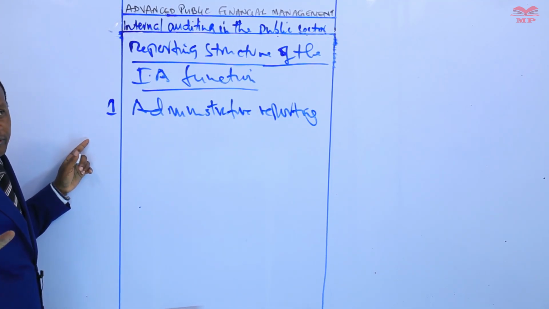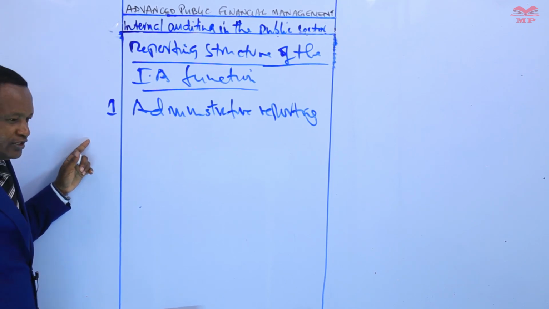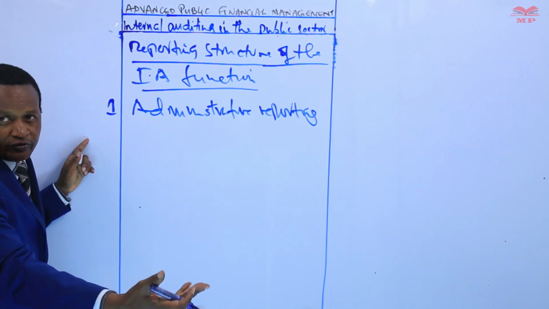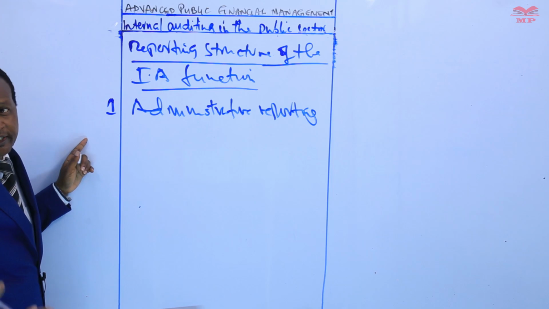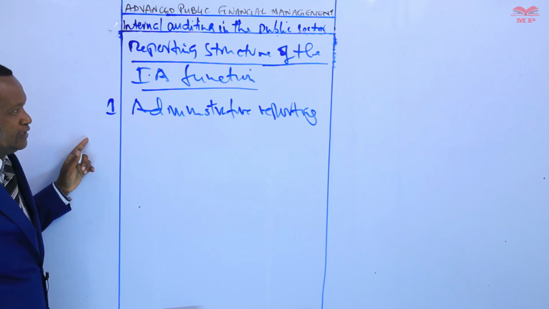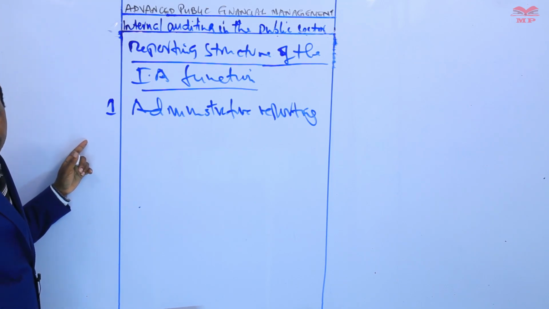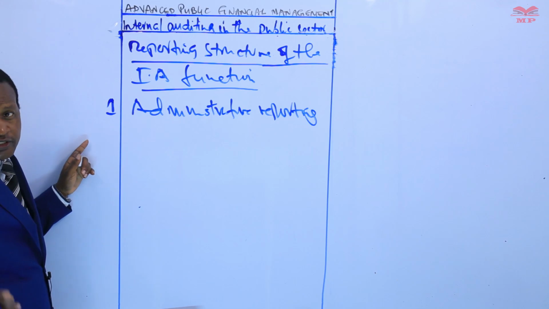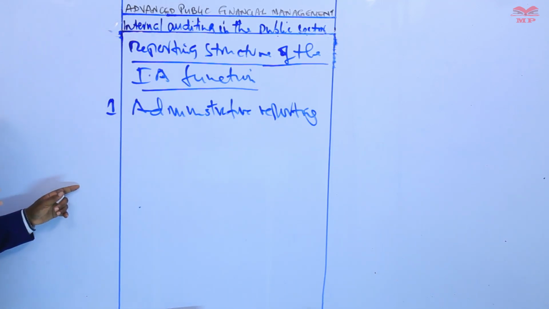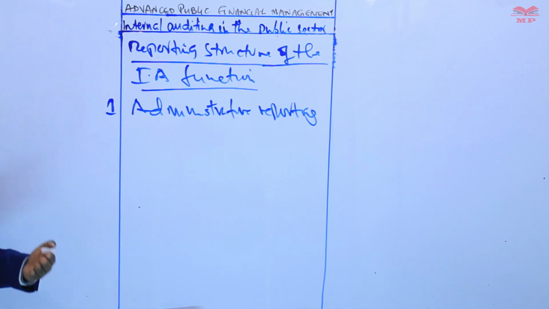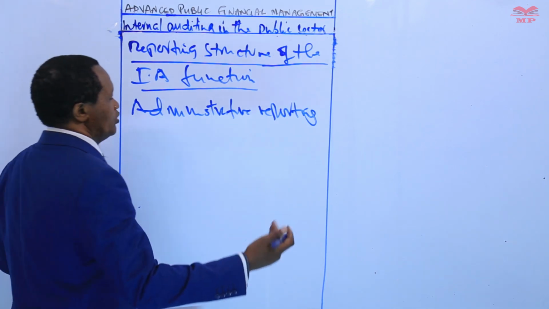Here, the head of the internal audit typically reports administratively to the chief executive officer or the principal secretary or the equivalent accounting officer of the public entity. Understand? The head of internal audit function reports administratively to the CEO.